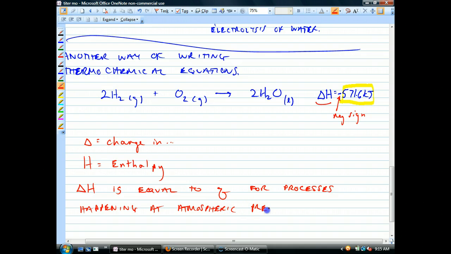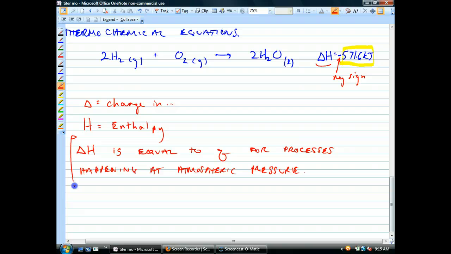So basically, if it's a process occurring in an open container, this holds. In other words, this is not true in a gasoline engine. Delta H for the gasoline burning in the engine is not equal to Q for the gasoline burning. And the reason is most of the energy is being given off as work that the engine is doing.